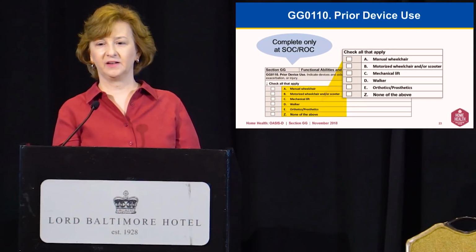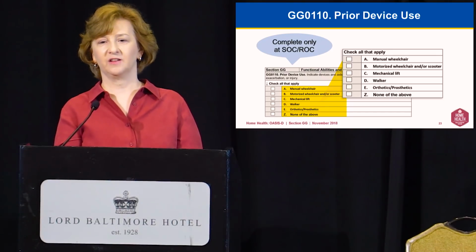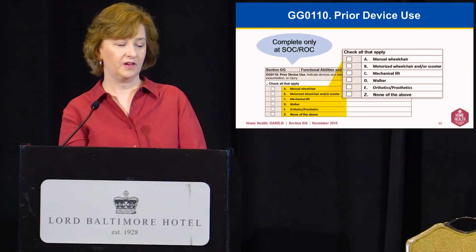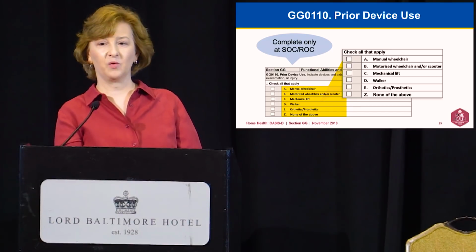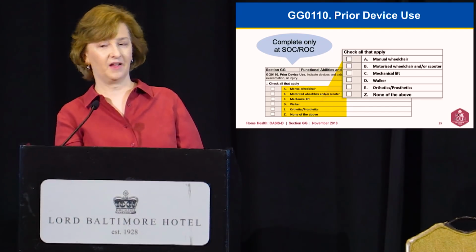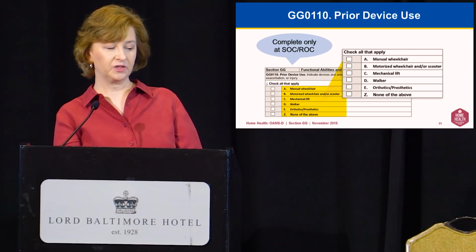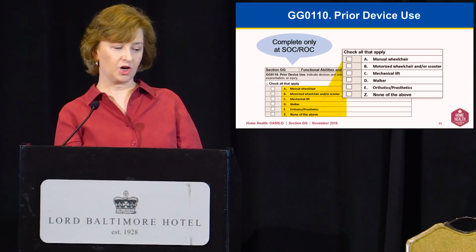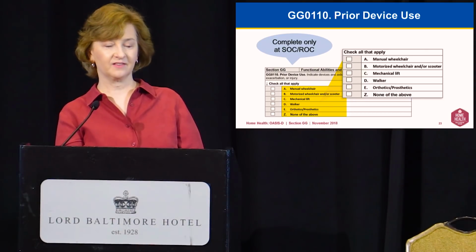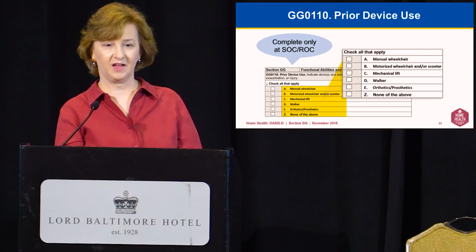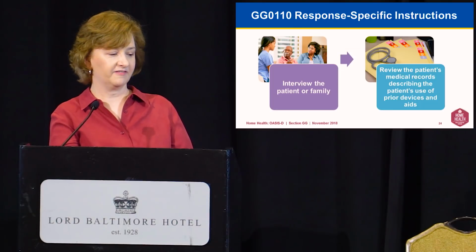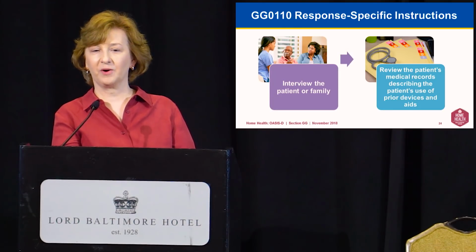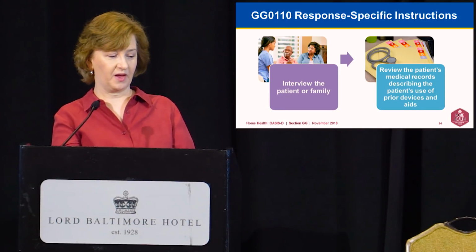So this is completed similar to the prior item, just at Sock Rock. And as you can see, the items that you are indicating whether the person used prior to the current illness, exacerbation, injury are manual wheelchair, motorized wheelchair and or scooter, a mechanical lift, walker, an orthopedic or a prosthetic device. And if none of those apply, there's an option to check none of the above. So again, similar to the prior item, this information can be obtained by interviewing the patient or reviewing the person's medical record.